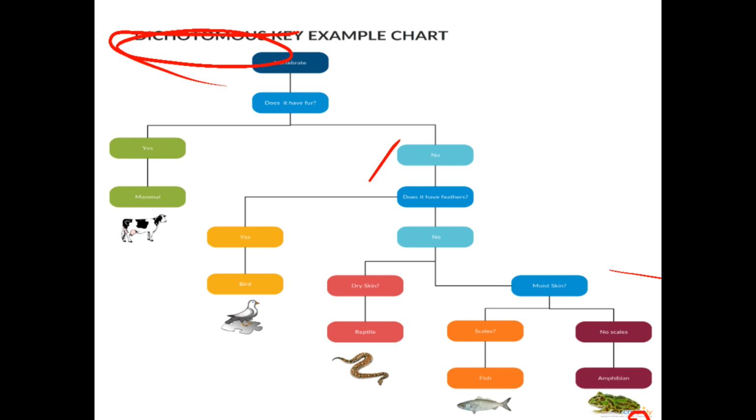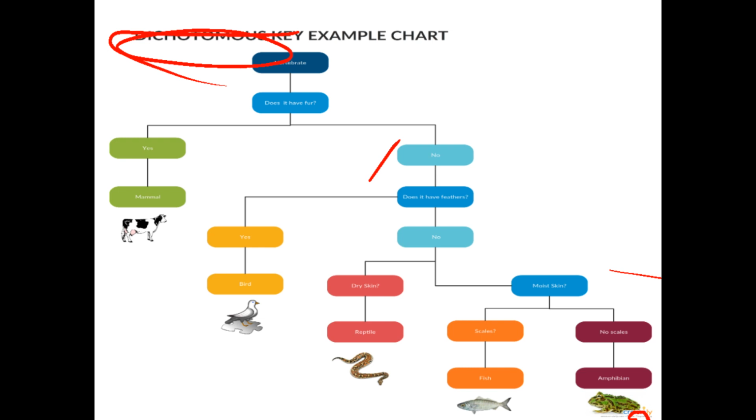So the question is, does it have fur? If the animal has fur, then it will be a mammal. But if the vertebrate doesn't have fur, it cannot be a mammal. It is further classified on the basis of feathers. Does it have feathers? If the answer is yes, then it is a bird.